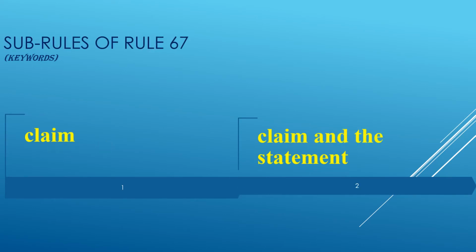Now let us try to grasp the essence of the subrules of Rule 67 by picking some keywords, which I always do. The keywords for the subrules of Rule number 67 are: for subrule 1 this is claim, for subrule 2 this is claim and the statement.